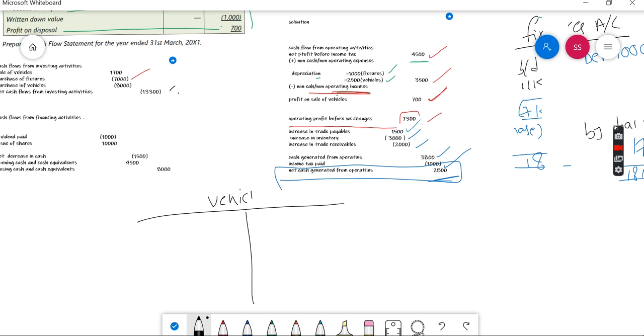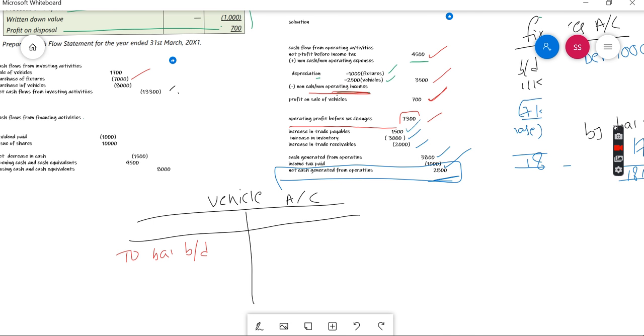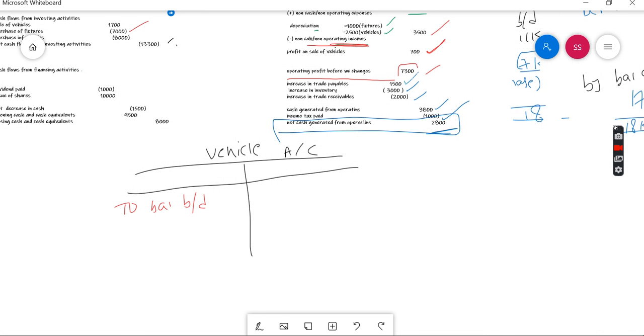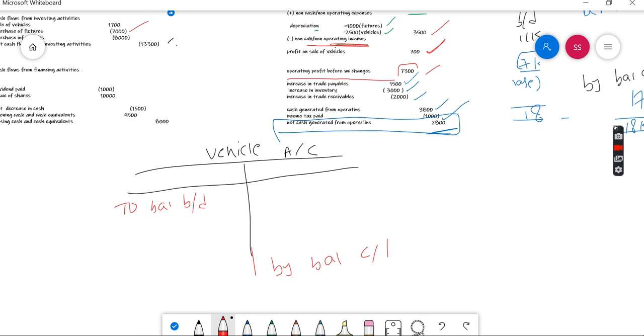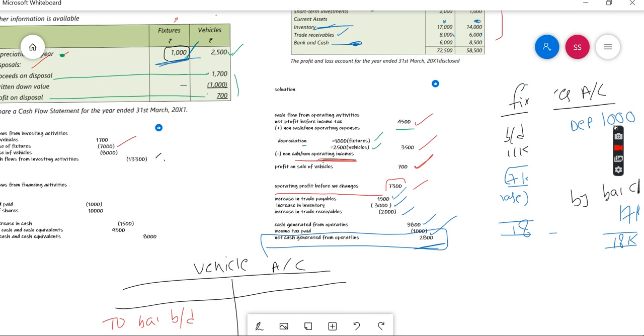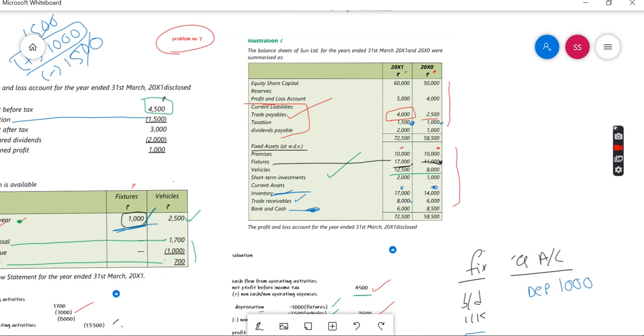Vehicle account. So vehicle is an asset, so we need to write the opening balance on the debit side, so to balance brought down, right? And then the closing balance on the credit side, which is by balance carried down. Let's see how much the opening balance and closing balance are. The opening balance given in the question is 8,000 and the closing balance is 12,500, right?